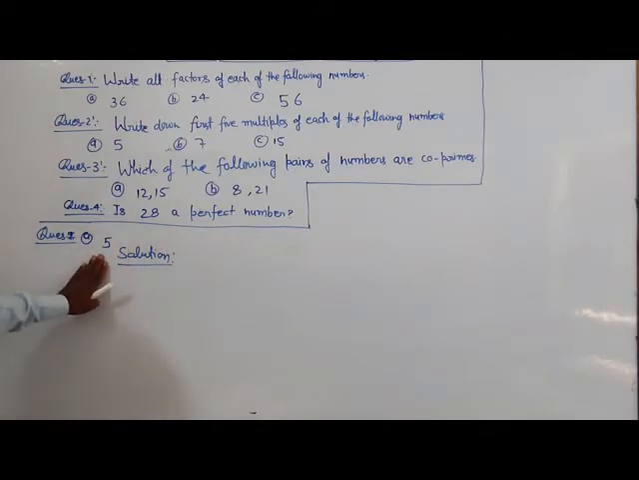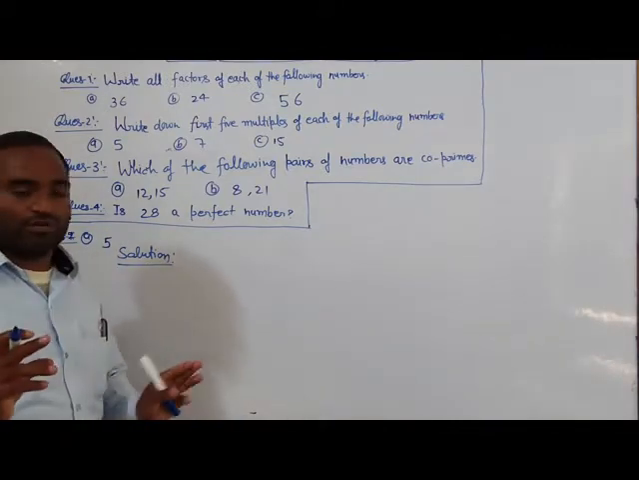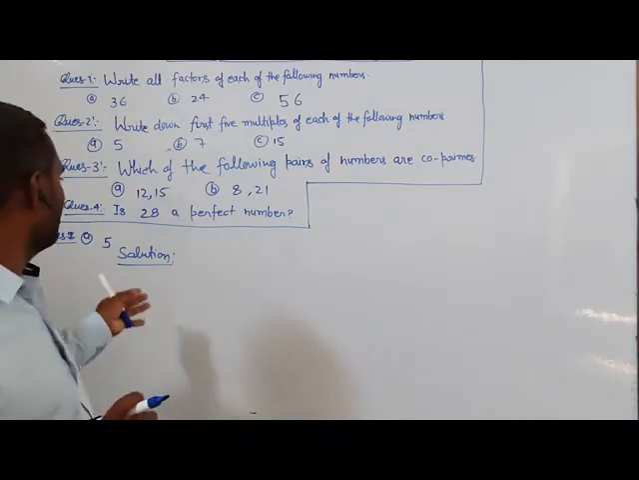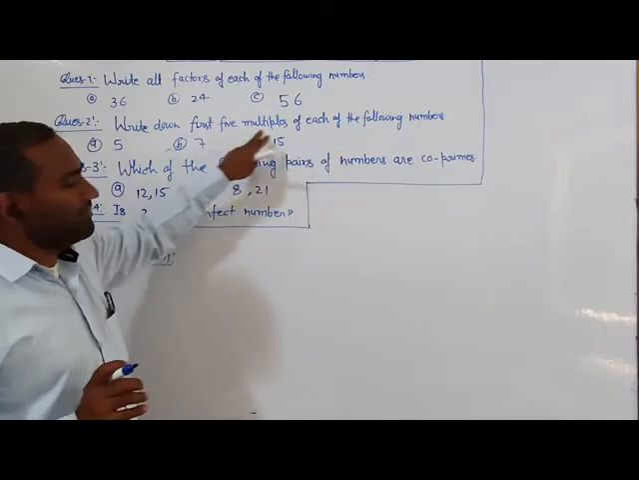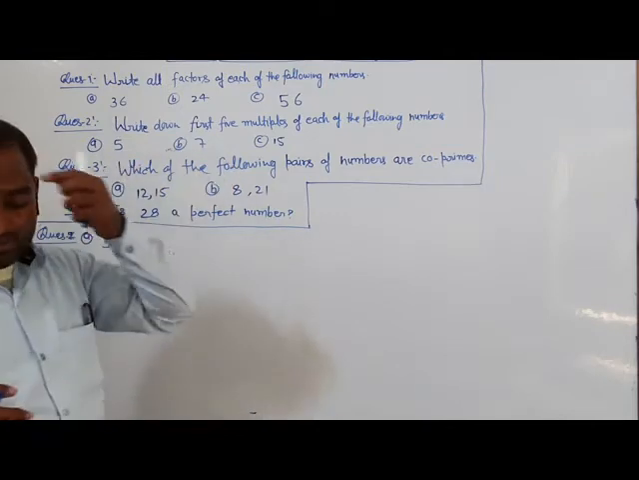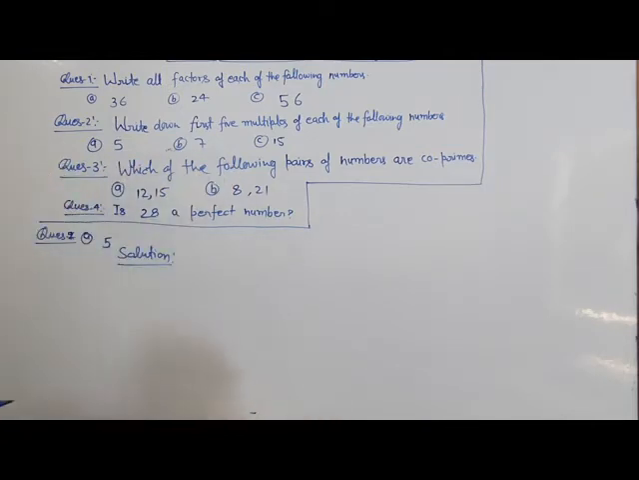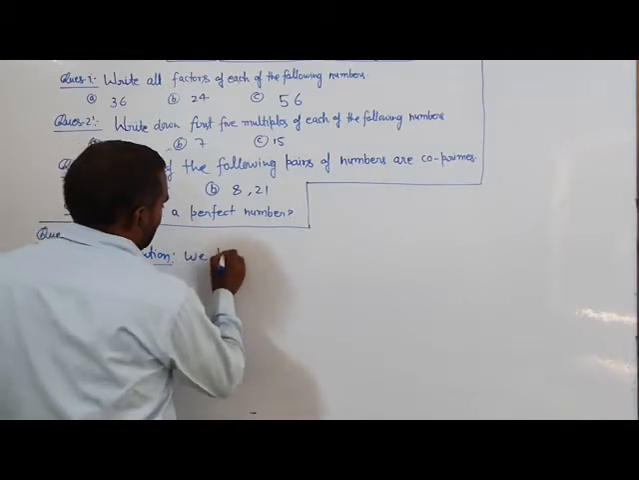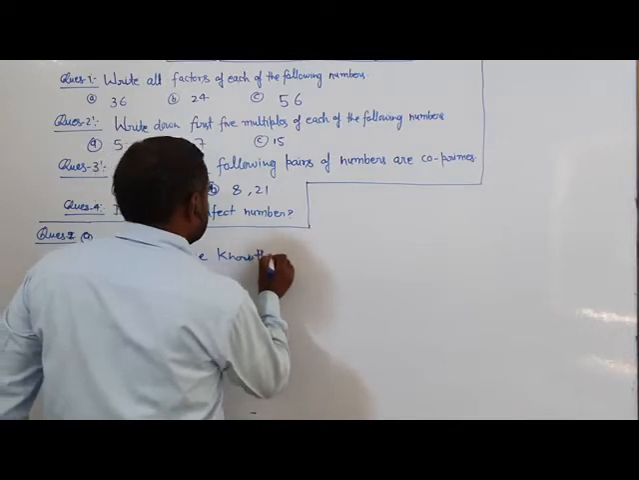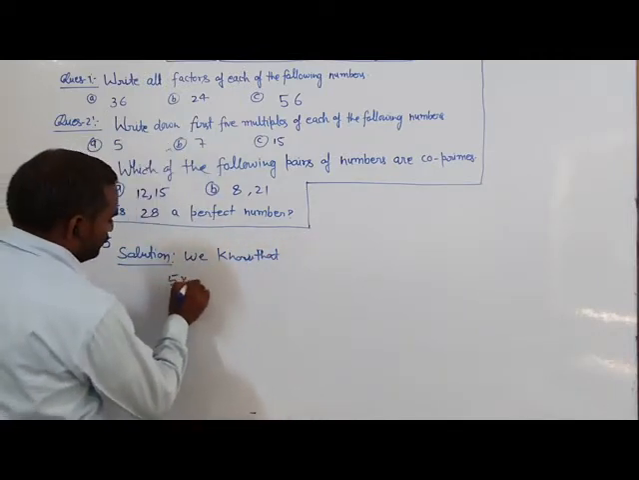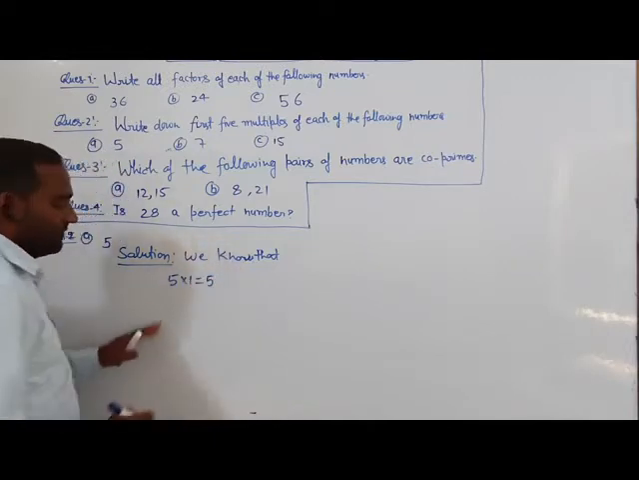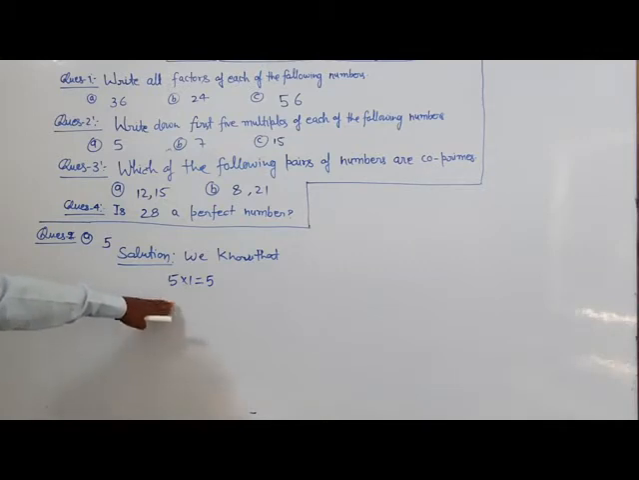Here we have to multiply 5 by natural numbers: 5 into 1, 5 into 2, 5 into 3, 5 into 4, 5 into 5, because we have to get the 5 multiples of the given number. So we know that 5 into 1 is equal to 5.